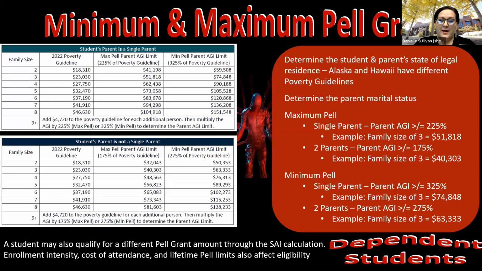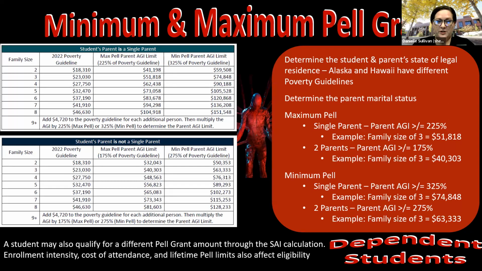Now, if they don't qualify for maximum Pell, they can still get a minimum Pell Grant. It's the same chart, but a different poverty guideline. So for the top chart, a single parent, if their AGI is less than or equal to 325% of the poverty guideline, for a family size of 3 and their AGI is 74,848, then they automatically get a minimum Pell Grant. Do you see how much that income level has changed? In years past, if you're a family size of 3 and you're at 74,000, you do not get a Pell Grant at all. That's just too high.